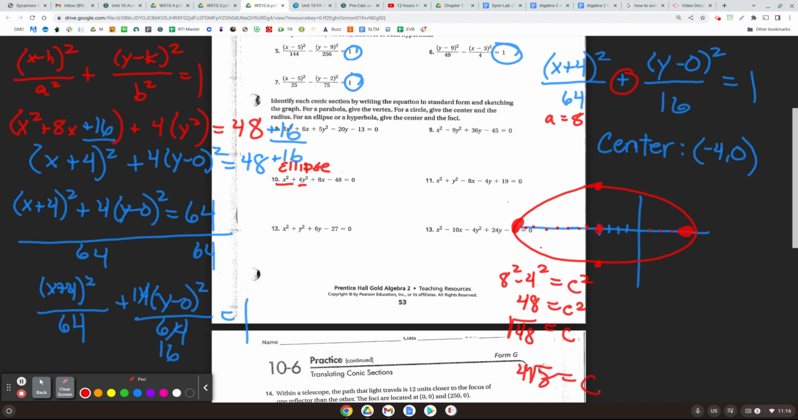So what does that mean? Well, that means to find our foci, we would have to go 4 radical 3 to the left. So this is the point -4 minus 4 radical 3, comma 0. And this is the point -4 plus 4 radical 3, comma 0.